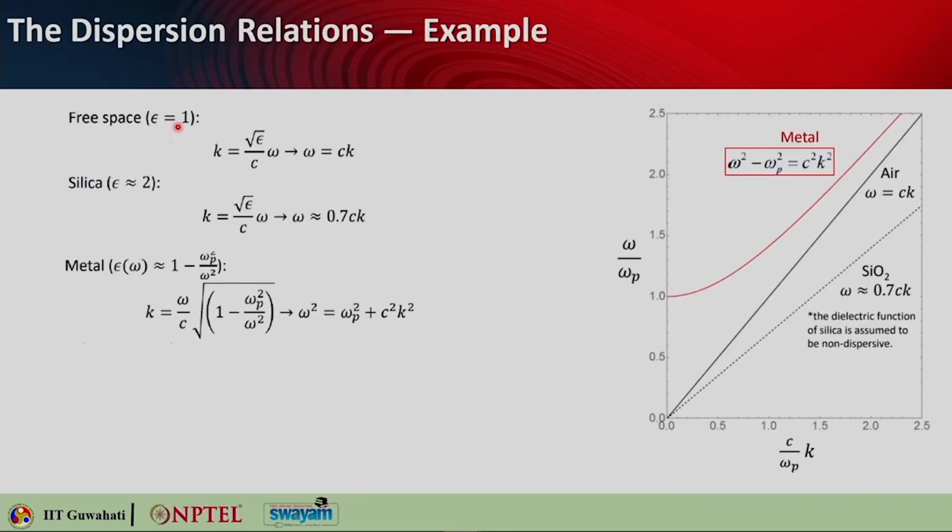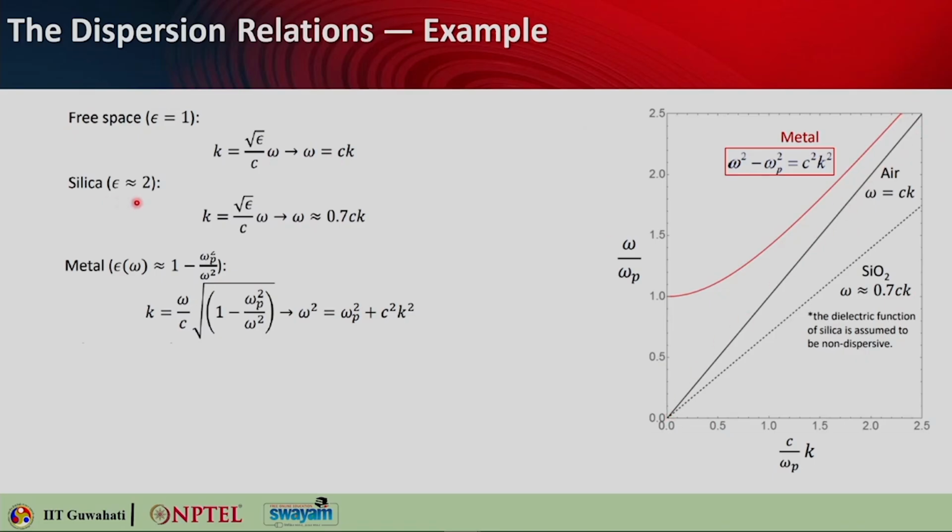Now this was the dispersion relation I was talking about in the previous case. So for different dielectrics like free space, where you can take epsilon equals 1, these are basically epsilon r, do not mistake it. I am just writing epsilon here as a short form. So k equals square root of epsilon by c times omega. If you take epsilon equals 1 for air, this is omega equals ck. This is this particular solid straight line.